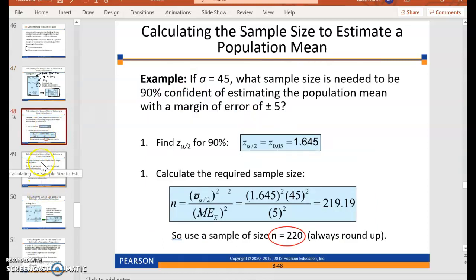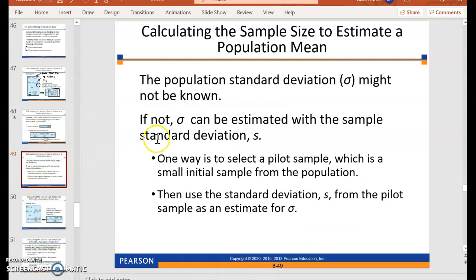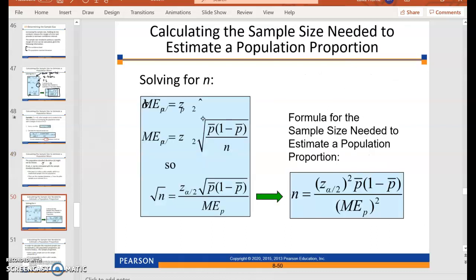Okay, and here's an example. We're actually going to work one. If we don't know the population standard deviation, we can estimate it with the sample standard deviation. What we can do is take a smaller sample from the population and calculate the sample standard deviation and use it as an estimate. We've done that before with the t-distribution, where we replaced the standard deviation of the population with the sample standard deviation.